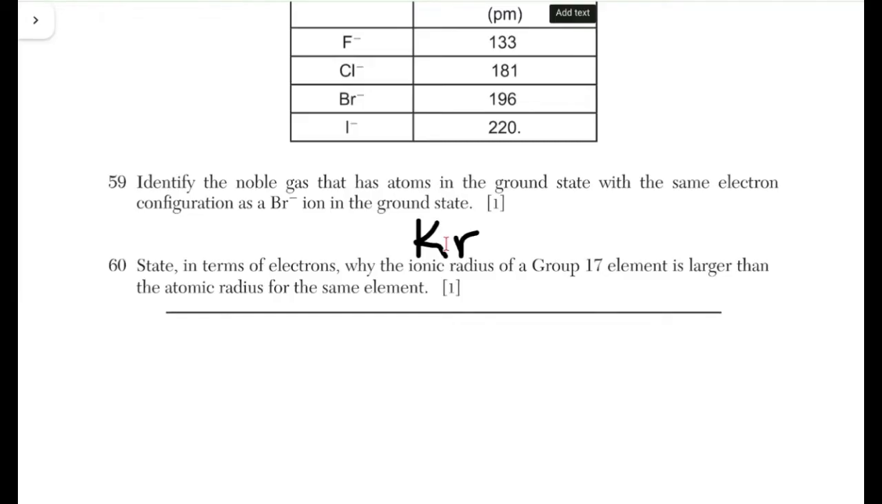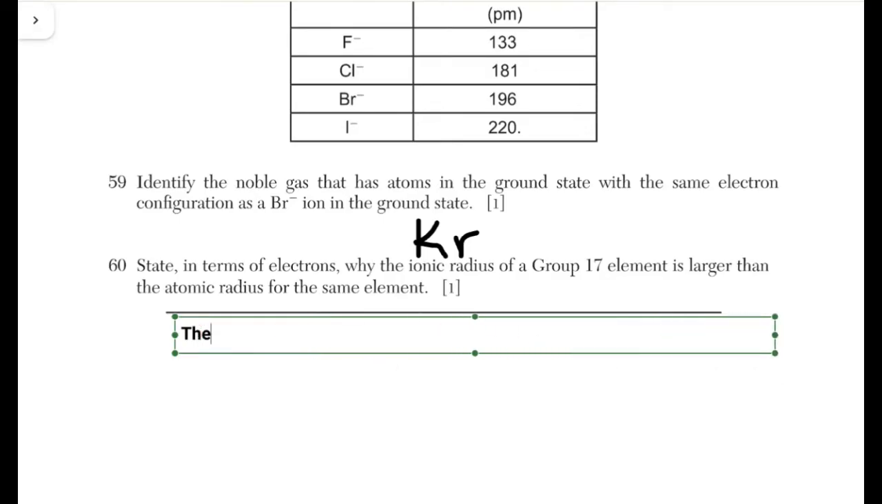State in terms of electrons why the ionic radius of a group 17 element is larger than the atomic radius for the same element. When an atom of bromine becomes an ion, an extra electron is added to its electron configuration to complete its outer shell. Adding this extra electron makes the ionic radius larger than the atomic radius of bromine. The group 17 atoms must gain an electron to become an ion.